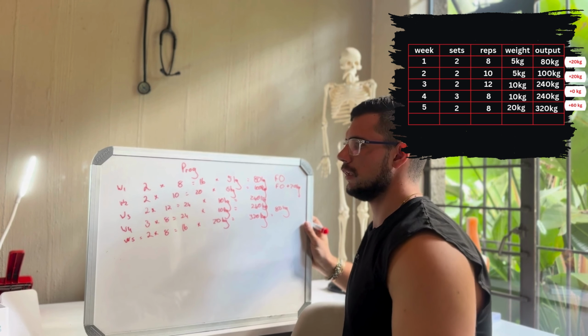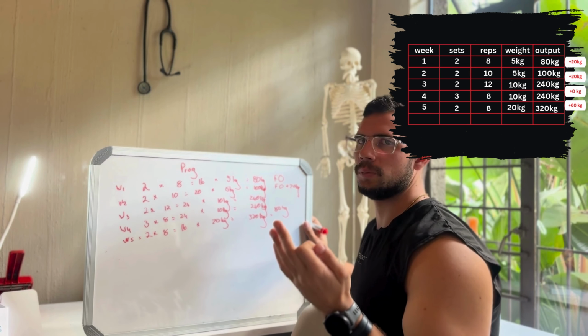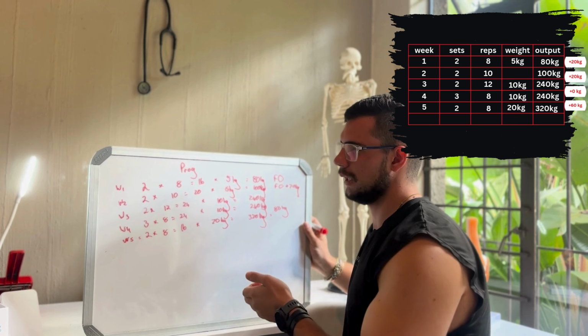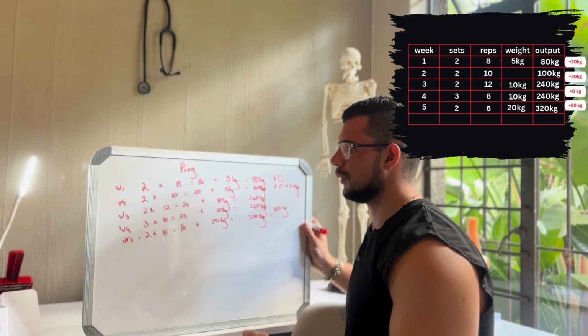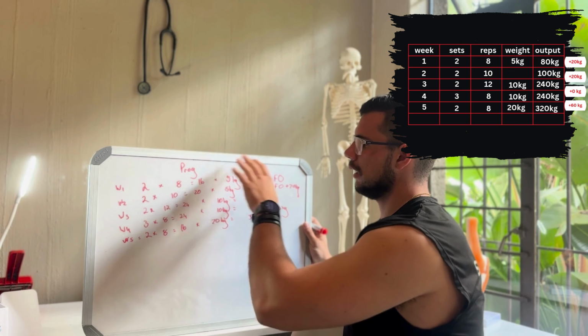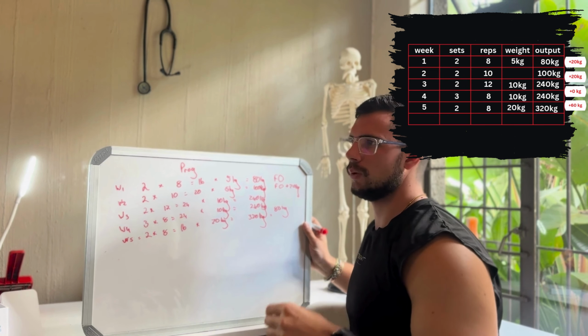So playing around with these numbers, you have 3 different ways that you can progress your patient. Either increase sets, increase reps, or increase weight. And as easy and simple as that sounds, if you don't use the math effectively, then your numbers are not going to be what you want them to be.